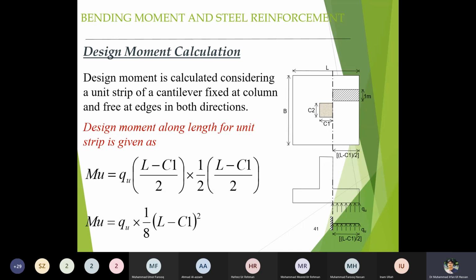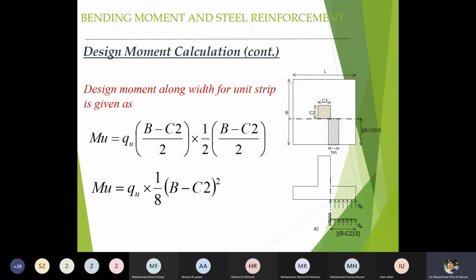So it is simple, just UDL is acting at a length of (L - C1)/2. So you just multiply the UDL value with the moment arm, which is L - C1, where L is the length of the footing, C1 is the column size, and you can determine the moment as Qu (L - C1)² / 8.